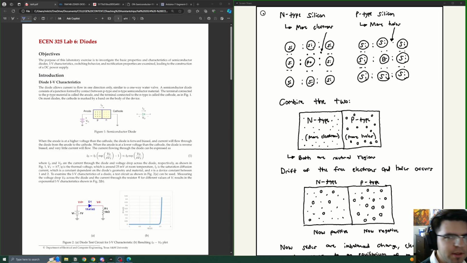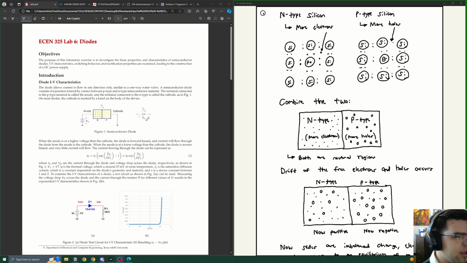So in this lab we're going to be talking all about diodes. And the first part to understanding how to use them is to understand how they work. The simple way of understanding a diode is that it limits the direction of current to one direction. You can only go in one way, can't make the current flow the other way.